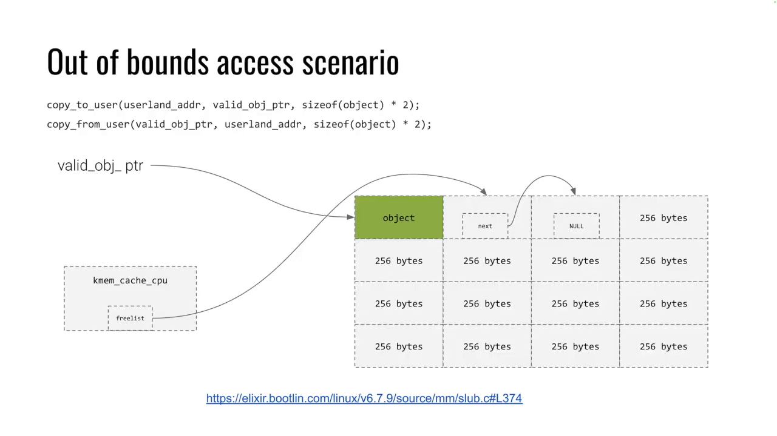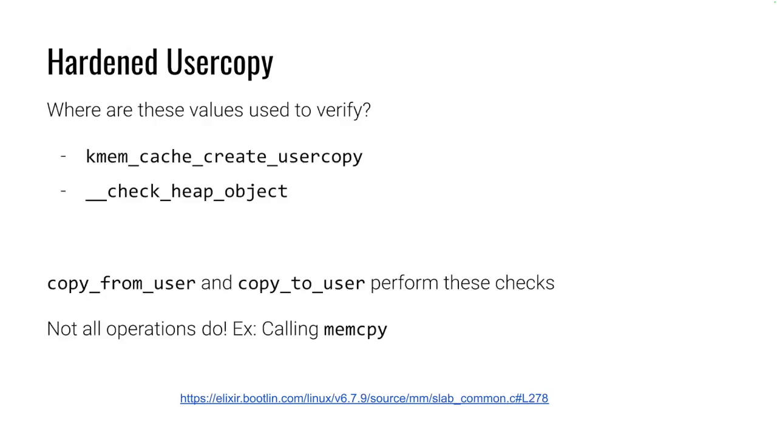One of the things that I mentioned when I initially described this scenario was that copy_to_user and copy_from_user are the de facto ways that data is transferred from userland to the kernel and from kernel to userland. And that is, broadly speaking, true.